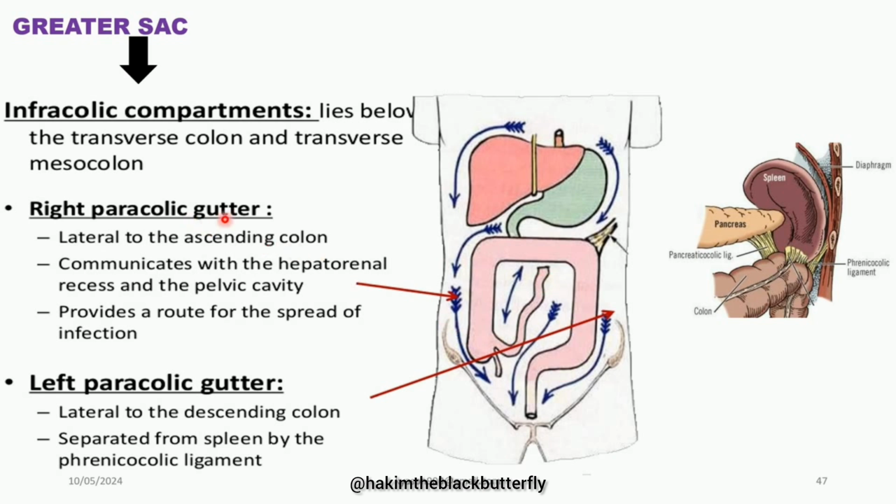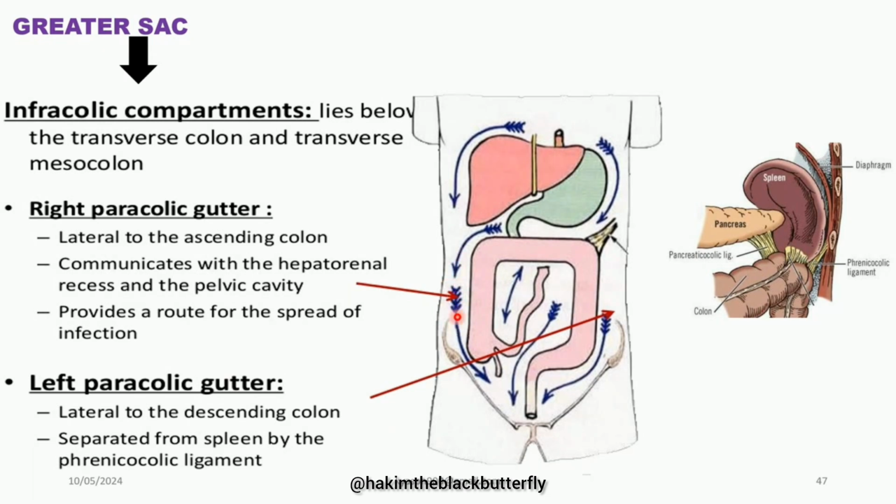We have what we call the paracolic gutters. Those are the spaces lateral to the ascending and the descending colon. This is the ascending colon, this is the abdominal wall. The space between these two is the right paracolic gutter. This is the descending colon, this is the abdominal wall. The space between these two is the left paracolic gutter.